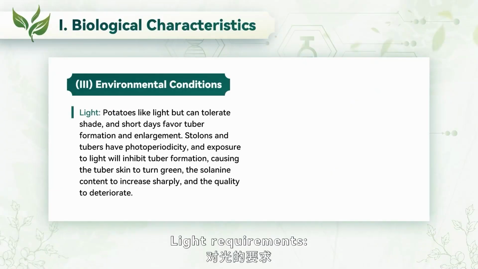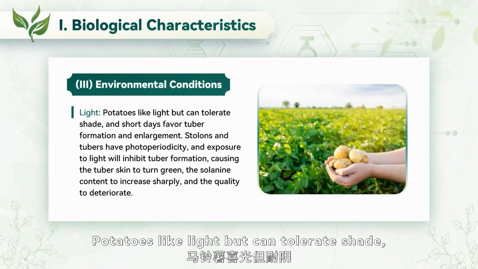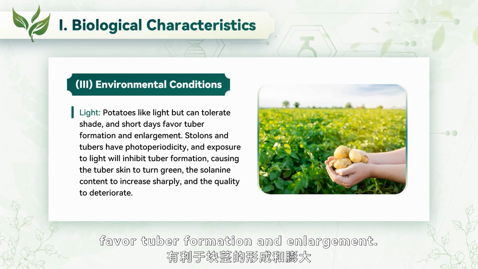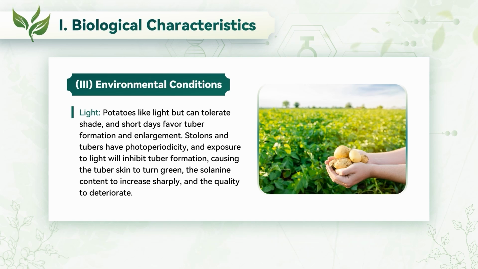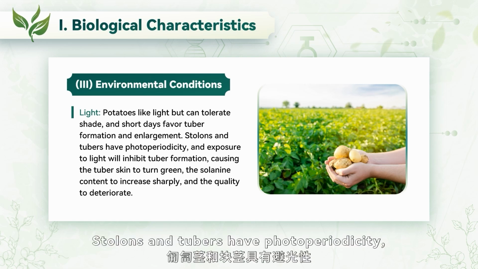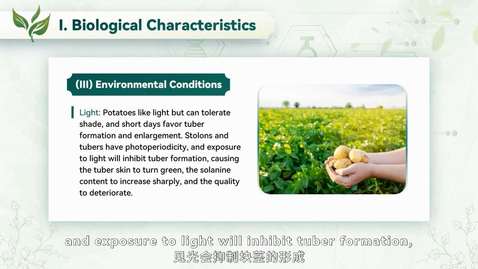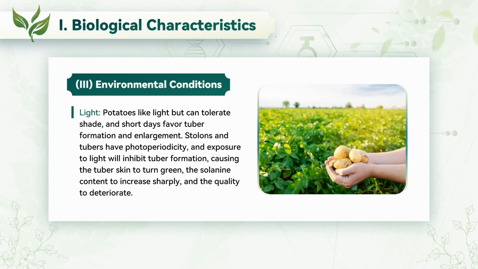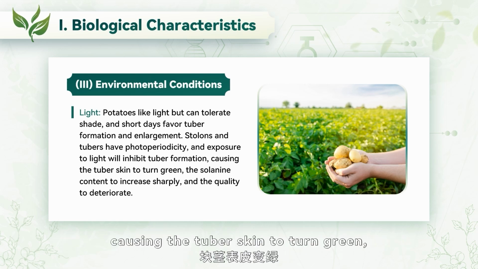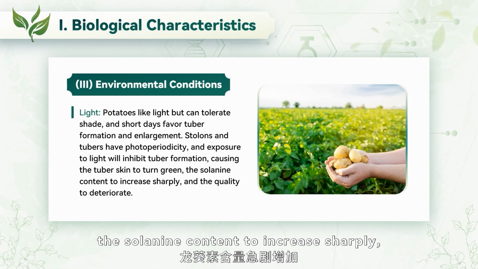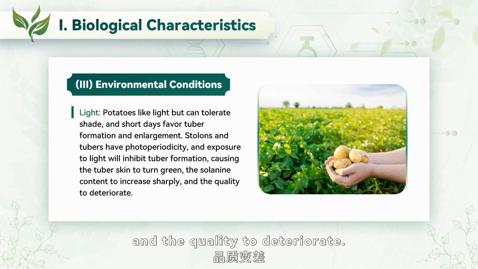Light requirements. Potatoes like light but can tolerate shade, and short days favor tuber formation and enlargement. Stolons and tubers have photoperiodicity, and exposure to light will inhibit tuber formation, causing the tuber skin to turn green, the solanine content to increase sharply, and the quality to deteriorate.